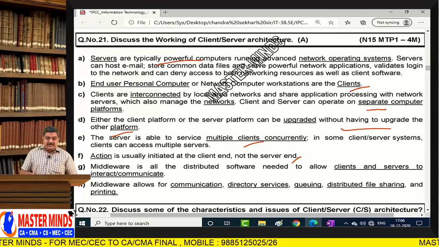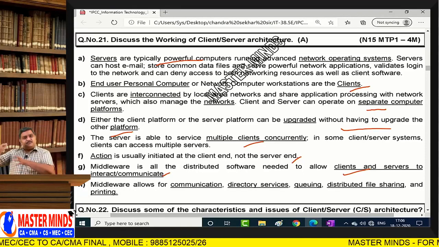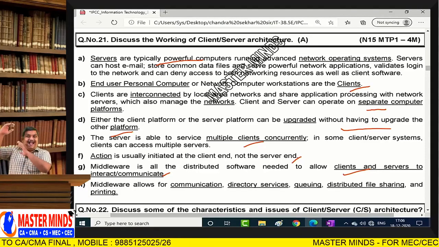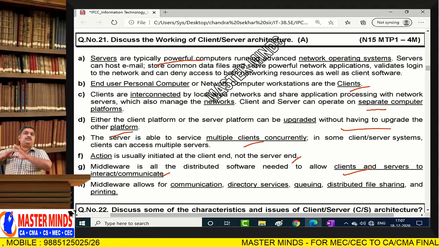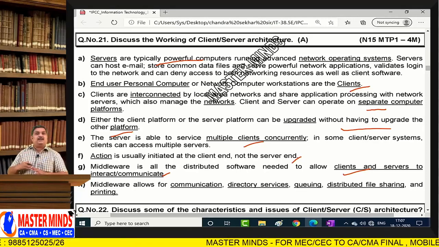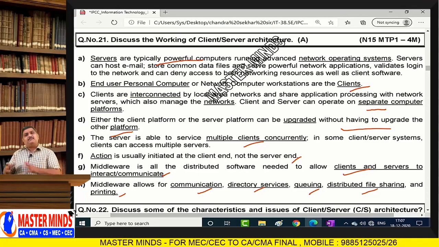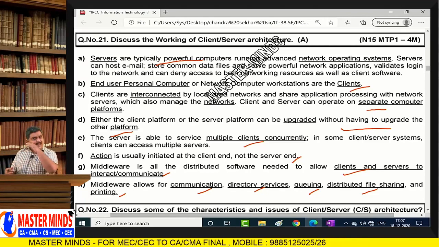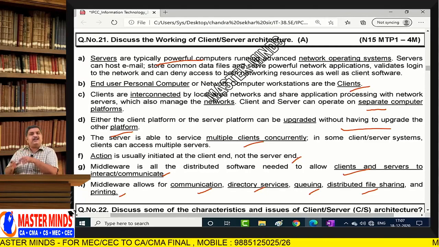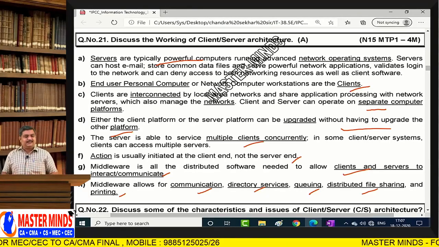And middleware is all distributed software needed to allow clients and servers to interact or communicate. There will be some special software called middleware between the actual server and the client, which coordinates everything that takes place between them. Middleware allows for communication, directory services, queuing, distributed file sharing and printing. So, these middleware softwares will be in between the actual server and the client, and will coordinate the activities between them, like printing and other things.